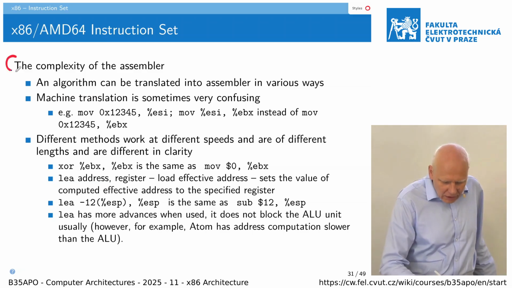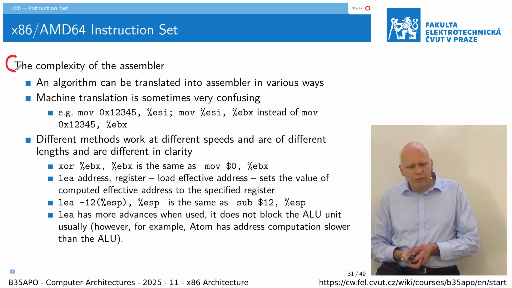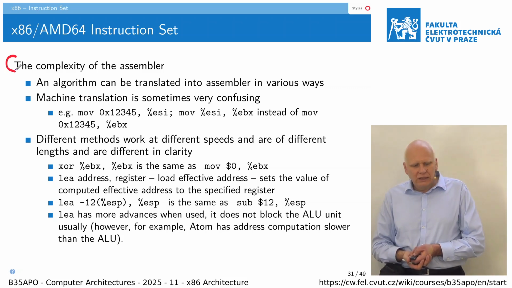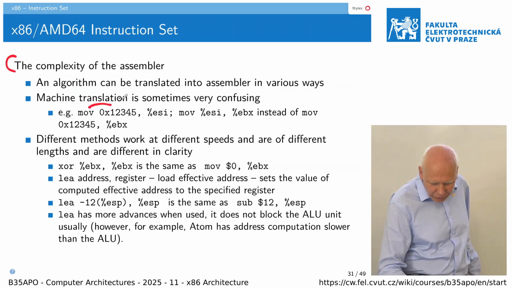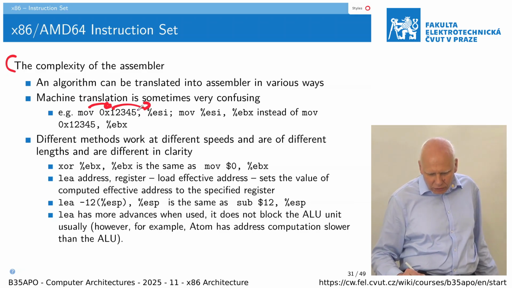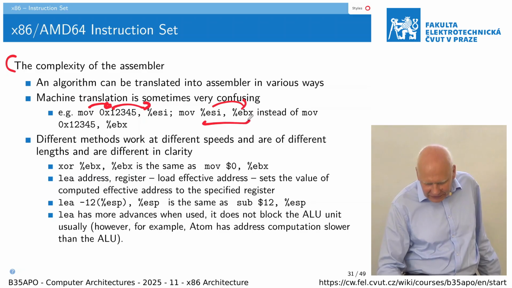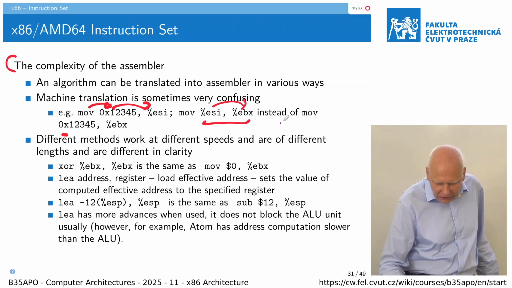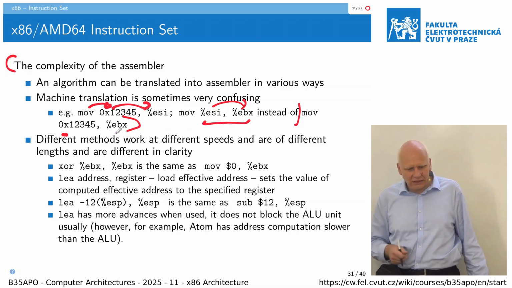There is quite a problem that the assembler is quite complex, because you have multiple variants of how you can set the value. So for example, you can do this move to set the ESI to some value, and you can do it by those two operations, for example, and in some cases it can be shorter than if you do it directly because of some irregularities in the encoding.